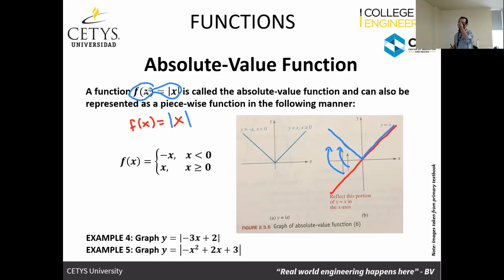And if we were to represent this as a piecewise function, it means that whenever x is less than 0, I'm multiplying the x by -1. Whenever the x is larger than or equal to 0, I'm leaving the x as it is.